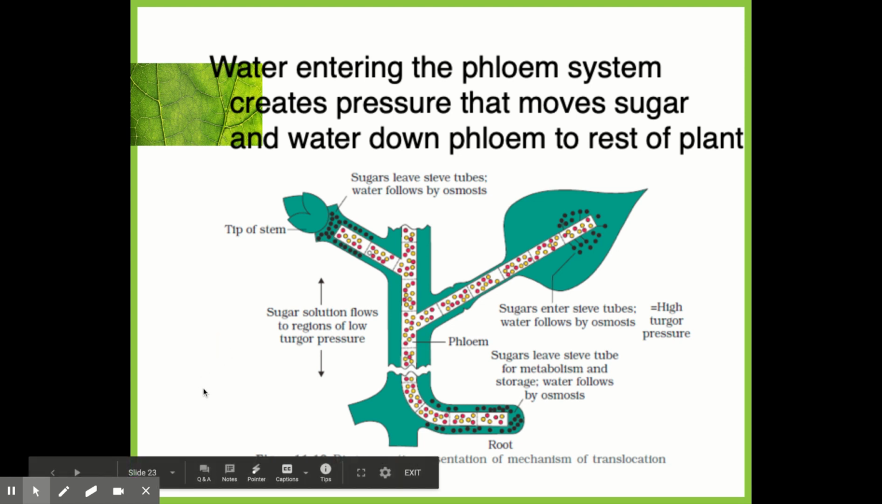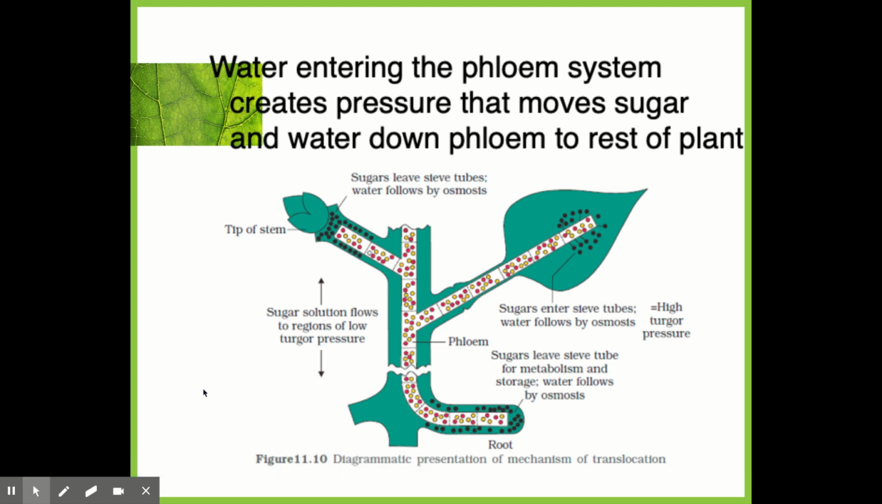And that is it for fluid transport. So we should be able to identify how water moves through the plant, and that involves root pressure, cohesion, adhesion, and transpiration. And it does so through the xylem. And then we should be able to identify how sugar moves, and it does so through the phloem, with the pressure actually moving the sugar down the phloem to the rest of the plant.